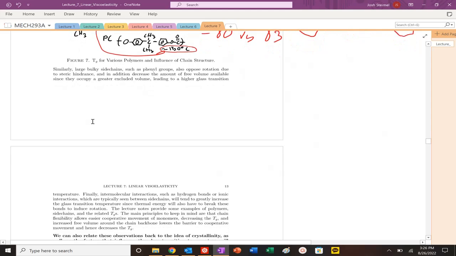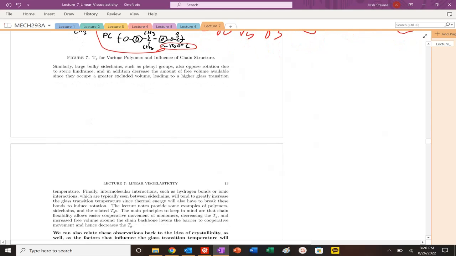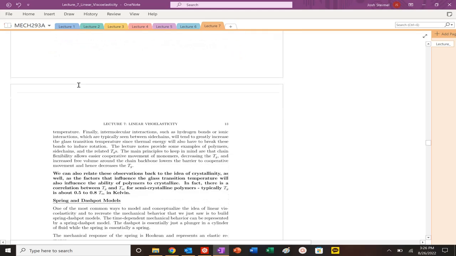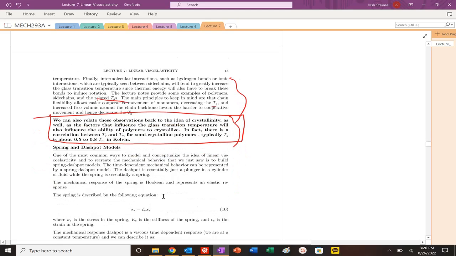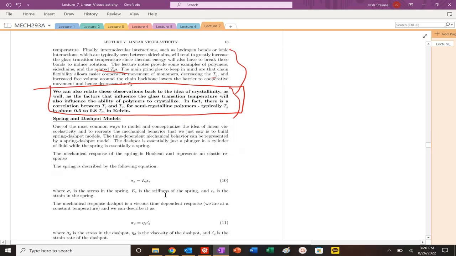So a stiffer backbone, higher Tg. More interactions, higher Tg. More flexible backbone, lower Tg. No or weaker interactions, or fewer intermolecular interactions, lower Tg. So that's kind of how molecular structure can influence Tg. Next time we are going to get into our models. See you then.